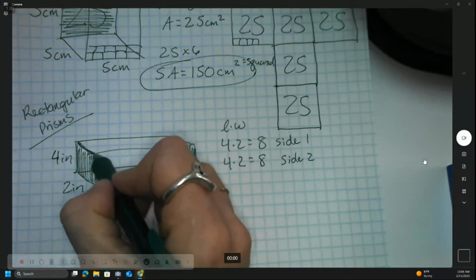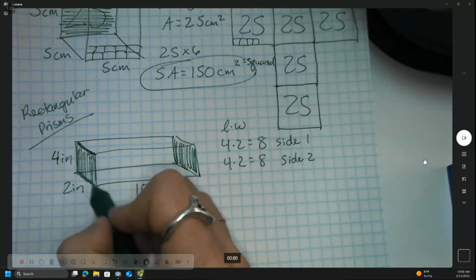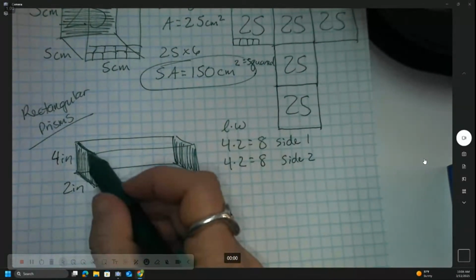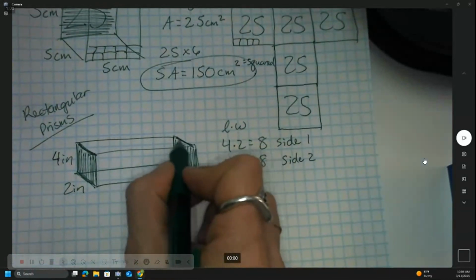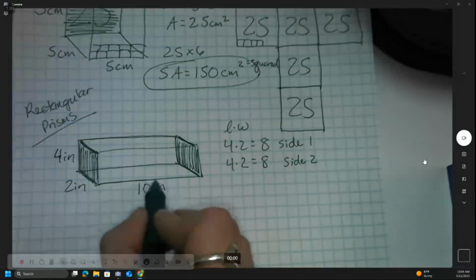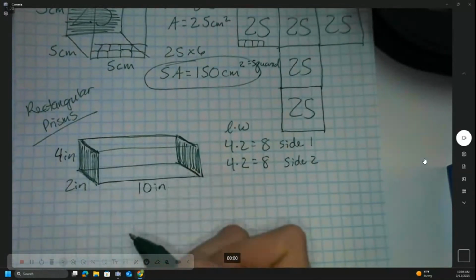You got to be able to visualize this. This edge is the same as this edge. You got to be able to fill in missing dimensions. So if down here's 2, up here's also 2. This is also 2, 2. And then what's this guy? Well, if this guy down here is 10, this guy up here is 10.